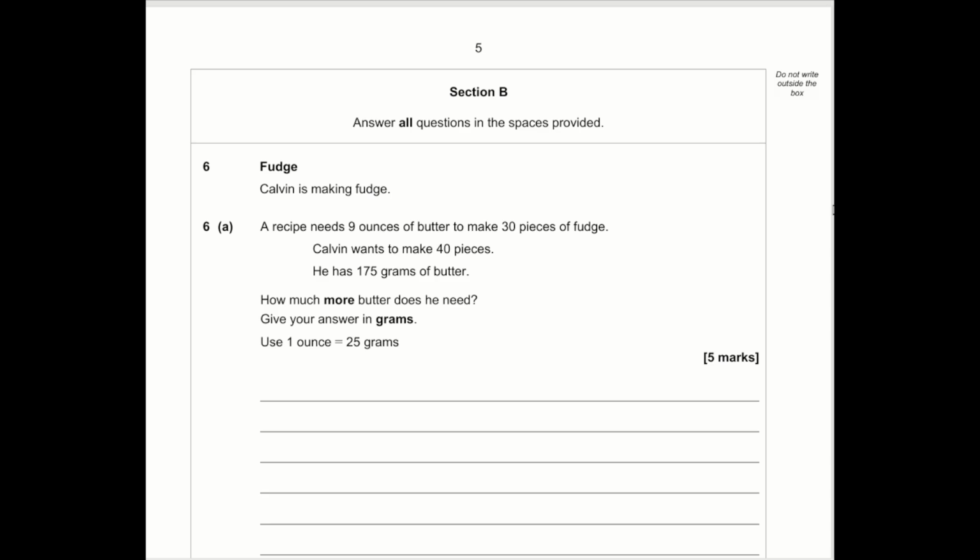Okay, so moving on to section B. Calvin's making fudge. A recipe needs 9 ounces of butter to make 30 pieces, and Calvin wants to make 40 pieces. So for 30 pieces, we need 9 ounces of butter. So how much butter do we need for 40 pieces?